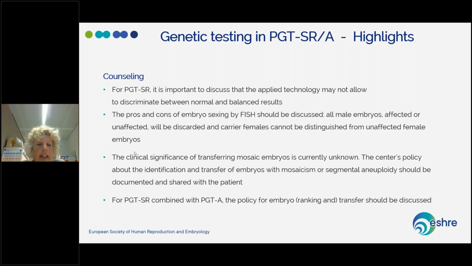The clinical significance of transferring mosaic embryos is currently unknown, and the center's policy about the identification and transfer of embryos with mosaicism, whole or segmental aneuploidy, should be documented and shared with the patient. And finally, for PGT-SR, when combined with PGT-A, the policy of embryo ranking and transfer should be discussed with the patient.